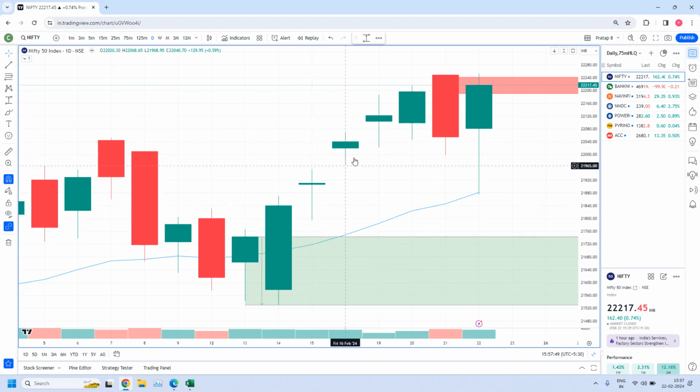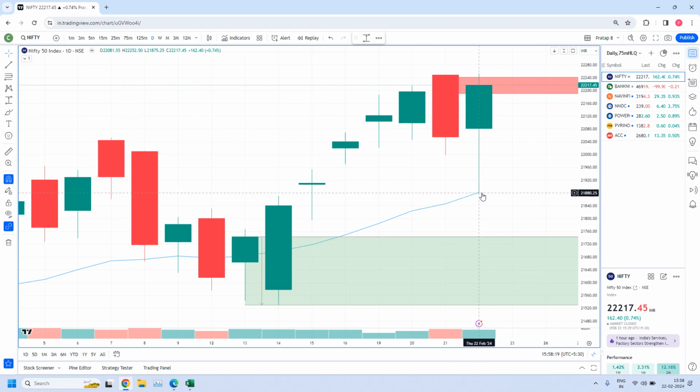Nifty prices are moving far away from the EMA 20. When prices are moving far away from EMA 20, we call it price overextended. Whenever price overextension is there, what happens? The prices tend to reach the EMA 20. The moment they reach the EMA 20, the overextension will be completed.